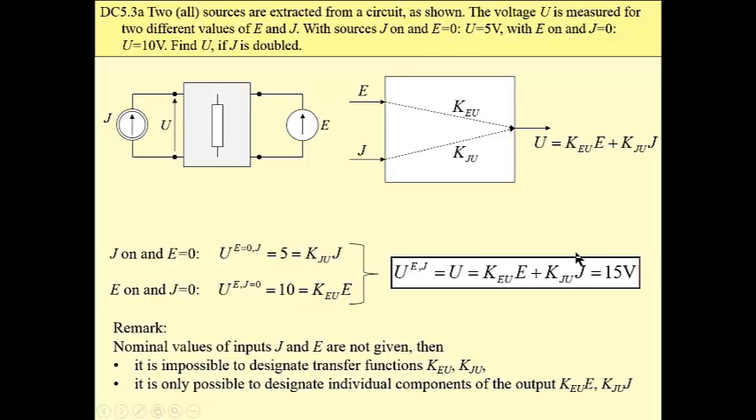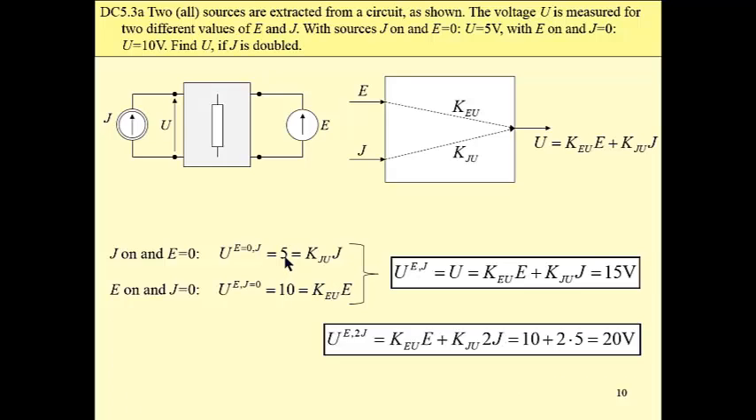Now, if source J is doubled and E is unchanged, then this component remains 10 and the second component is doubled. Then the voltage across this current source is 10 volt, unchanged, plus 2 times 5, as J is doubled, which gives 20 volt, and this is the answer to this problem.